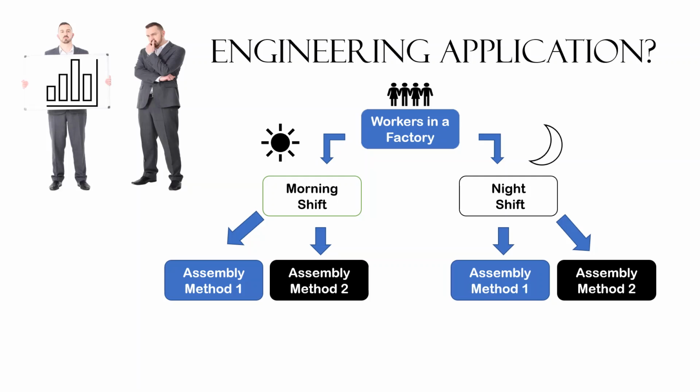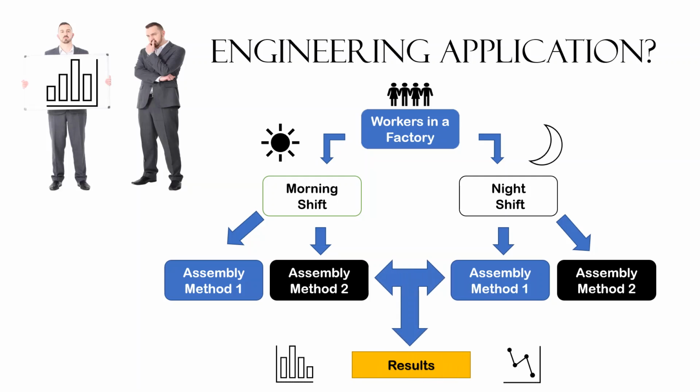You take the results from both different instances and then you compare them. If the workers in the morning worked better than the workers at night, then you know that the morning is more efficient. If assembly method 1 worked better in the morning, then you use assembly method 1 in the morning. If assembly method 2 worked better at night, then you would choose to do that at night. Essentially just looking for the most efficient way to handle things.